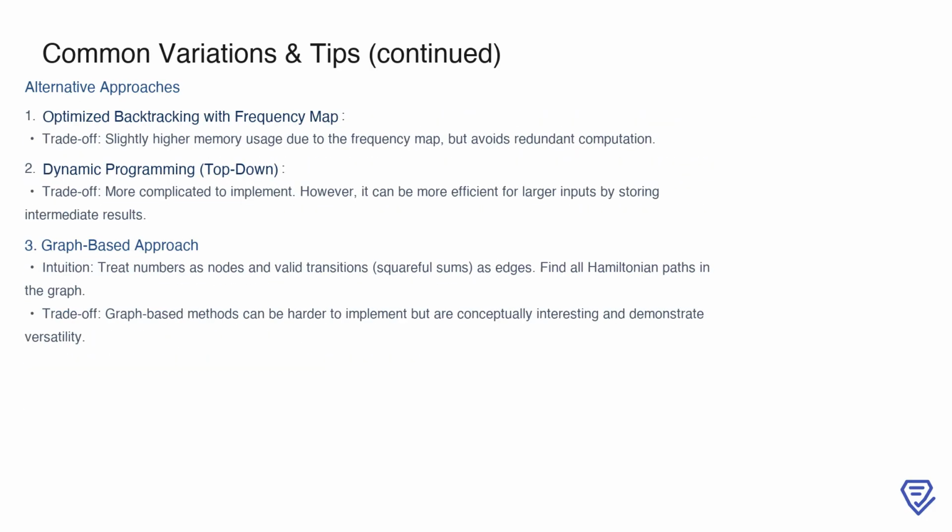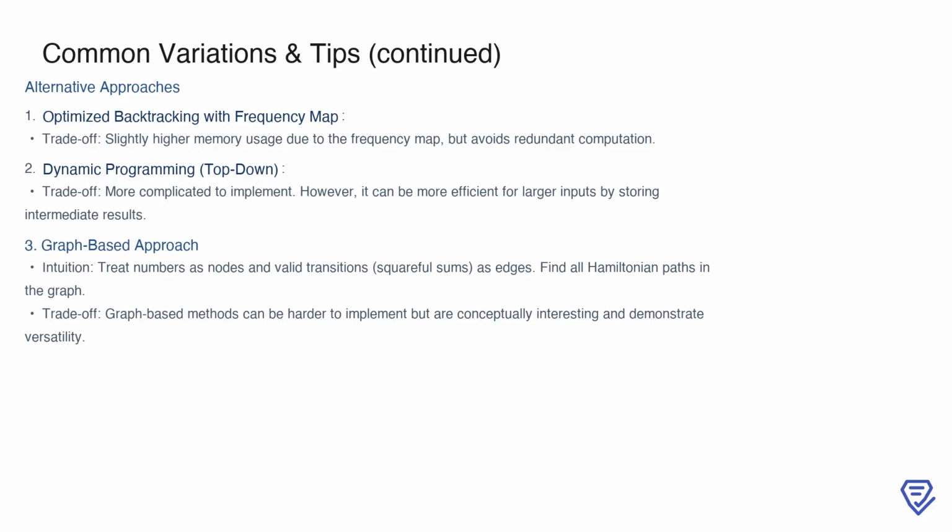There are also alternative approaches to solving this problem. One option is optimized backtracking with a frequency map. This method uses slightly more memory, but it avoids redundant computations by efficiently managing duplicates. Another approach is dynamic programming in a top-down manner. While this can be more complicated to implement, it is highly efficient for larger inputs because it stores intermediate results, reducing redundant calculations.